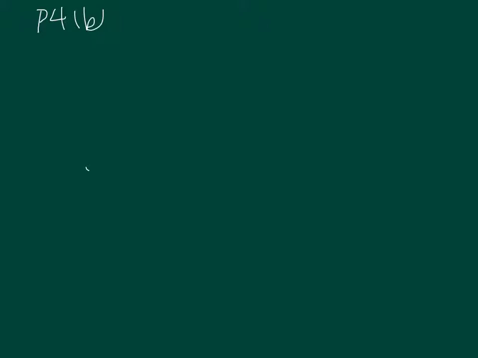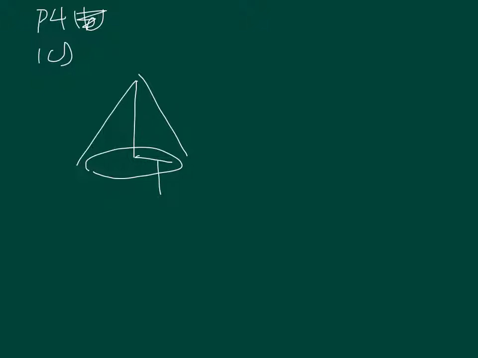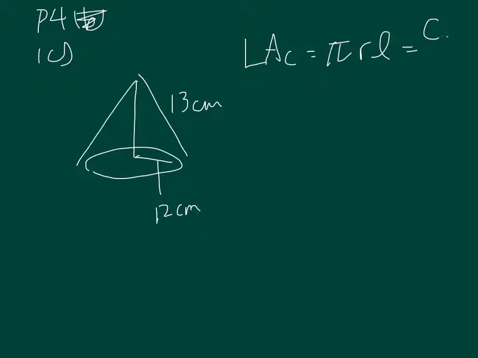Part B. That's the right cylinder, or actually I'm going to skip B because B is pretty much the same as A. Let's look at C. Right cone, diameter is 12 centimeters, slant height is 13 centimeters. We just found out that the lateral area of a cone is pi times r times slant height, or circumference of the base circle times slant height over 2.